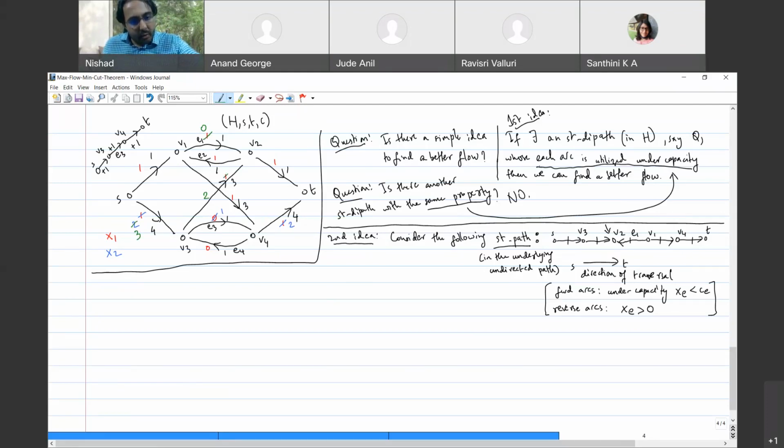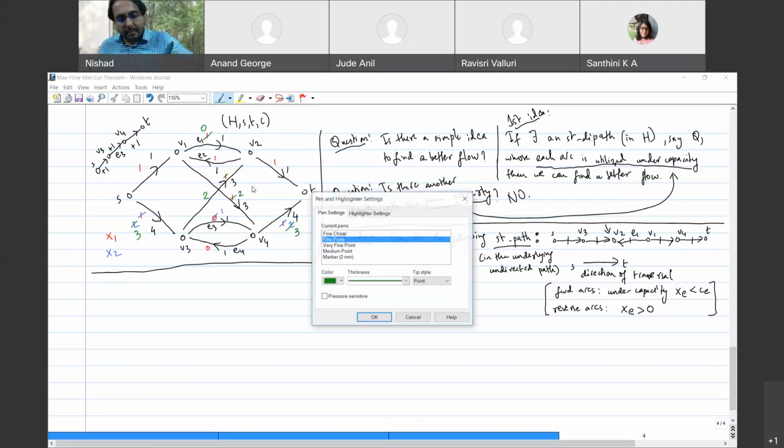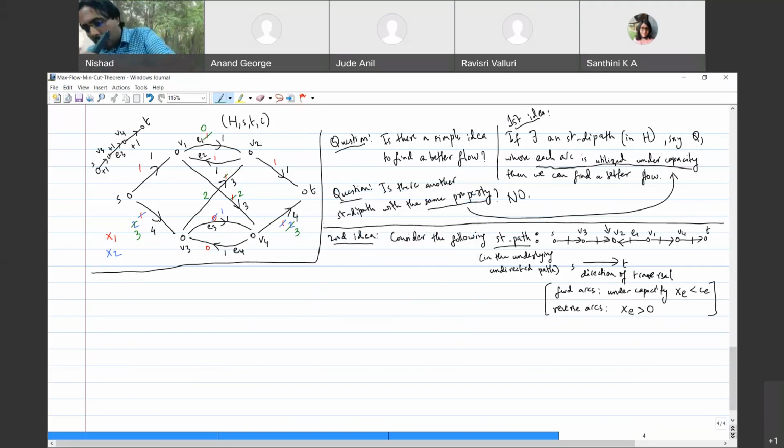This one here will become a 2. And this 2 here will become a 3. Okay. So what we have done, we have added 1 over here. We have added 1 here. We have subtracted 1 here. We have added 1 here. And we have added 1 here.